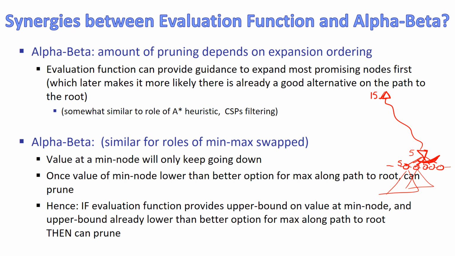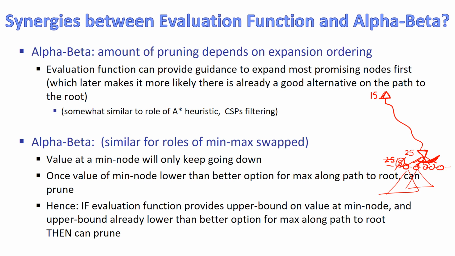Now, what if the evaluation function, because now we are using an evaluation function, we might not get this 5, right? We might get another value. Let's say that this value is 25. That means that the 25 will be passed to the main node, and we will not prune. It's not tight enough, it's not accurate enough.